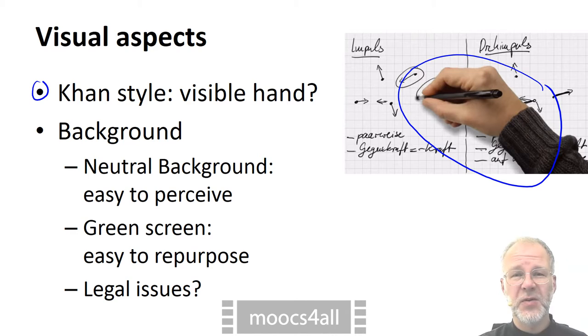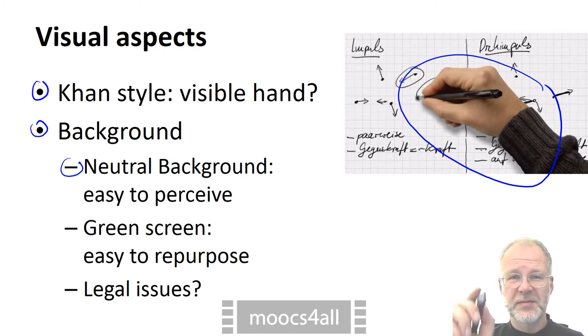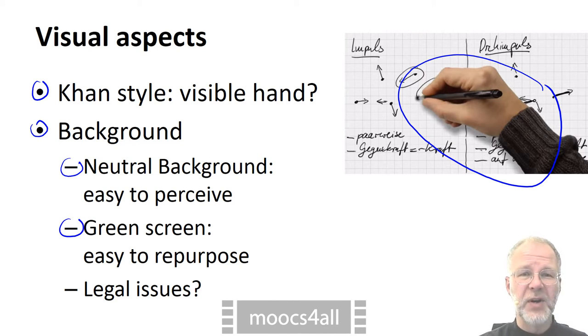For videos that show a person speaking, you may have to think about the background. No background at all, what I'm using here, is best for visual clarity. If you use a green screen background, you can easily repurpose the video, for instance by replacing the background with the logo of a sponsor. You may want to film on location, for instance in a historic library, but better make sure beforehand that you have the necessary filming rights for doing so.